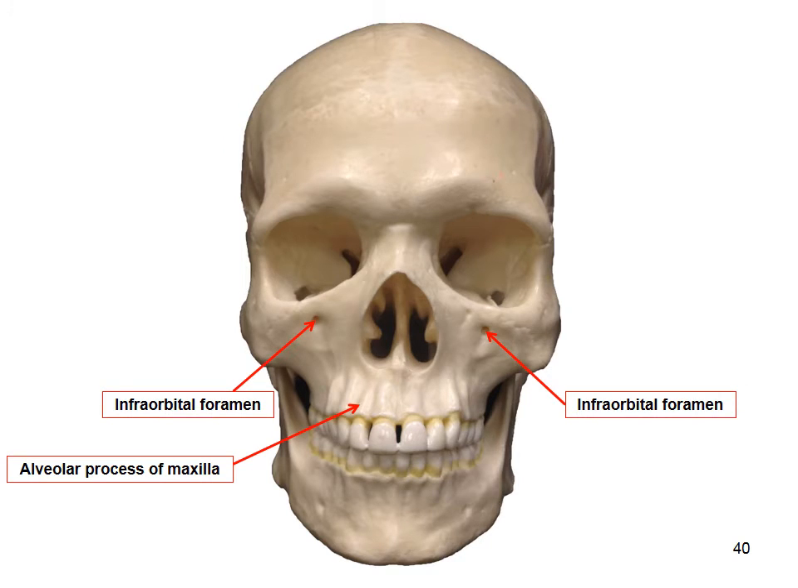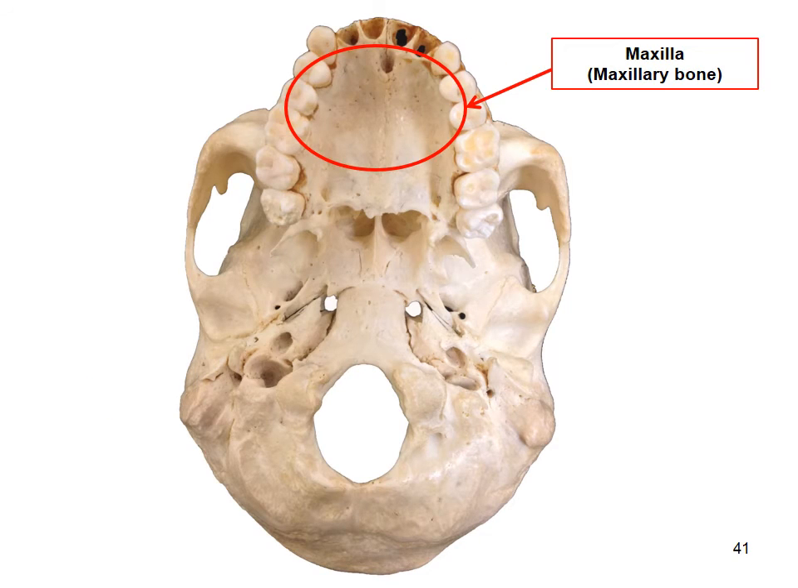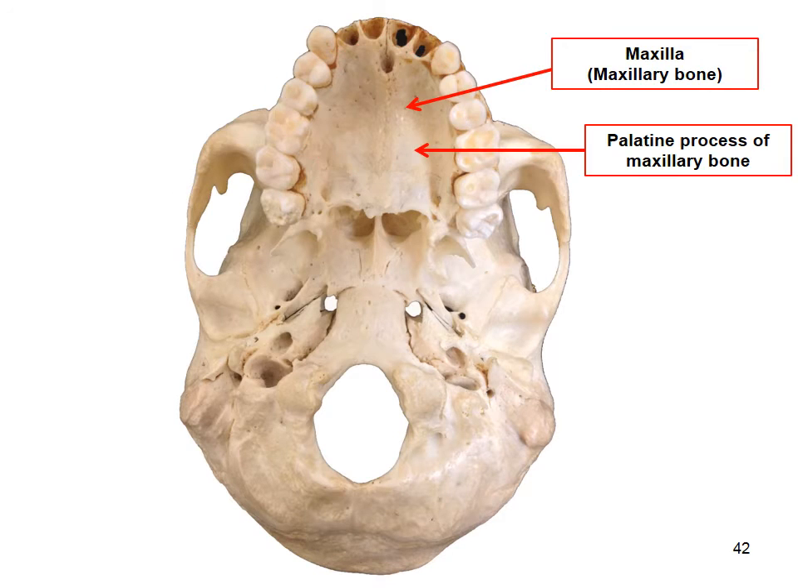So we see shown or pointed out one more time the infraorbital foramen, both right and left side, as well as the alveolar processes of the maxilla. Now the inferior aspect, again, we'll just repeat, the inferior aspect of the maxilla here is the hard palate, and as such it is called the palatine process.